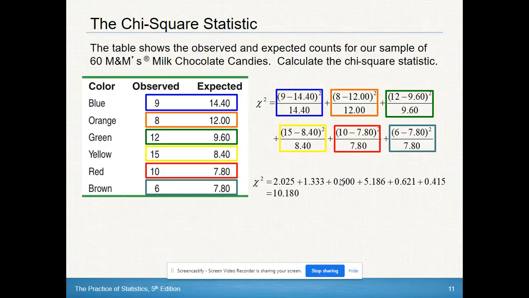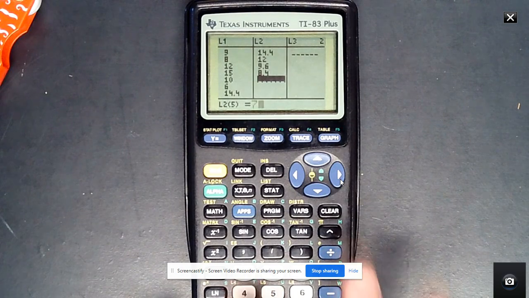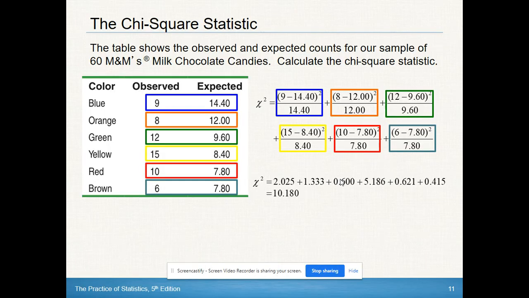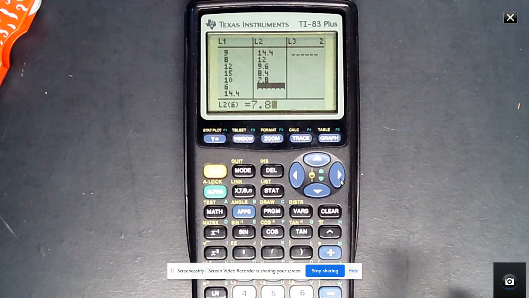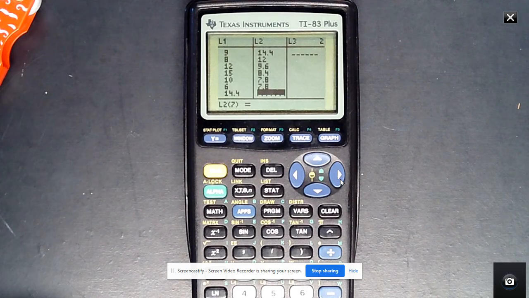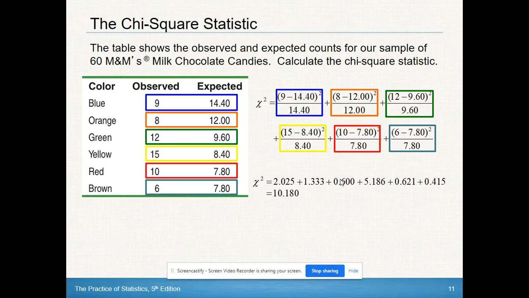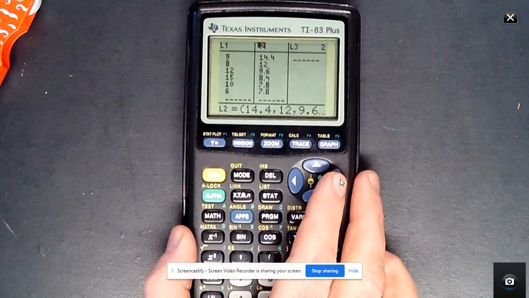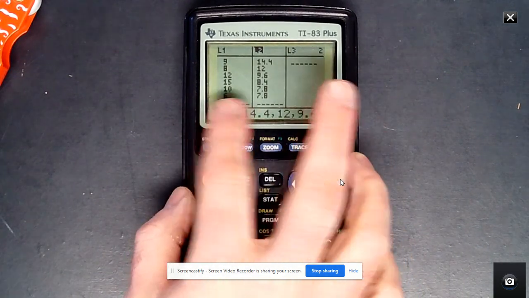You could fast forward this part if you want. We've got 7.8. And then we've also got another 7.8. Okay, so apparently I missed one there because, oh, that's right, I shouldn't have 14.4 at the end there, so we'll delete that. So there we go. So we've got all my observed values in the left column and all my expected values in the right column. There we go. Observed, expected.